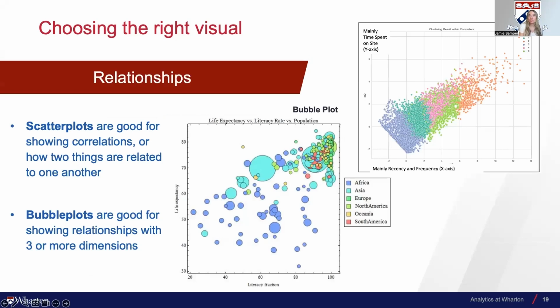To show the relationship between different variables, scatter plots are a great option, like the one that we just looked at before, showing the different measurements for iris petals. So if you're trying to show the correlation between two variables, opt for a scatter plot. Bubble plots are also a really great option, and they can show relationships with 3 or more dimensions, as you can alter the size of the bubbles to indicate that more cases lie within that range.